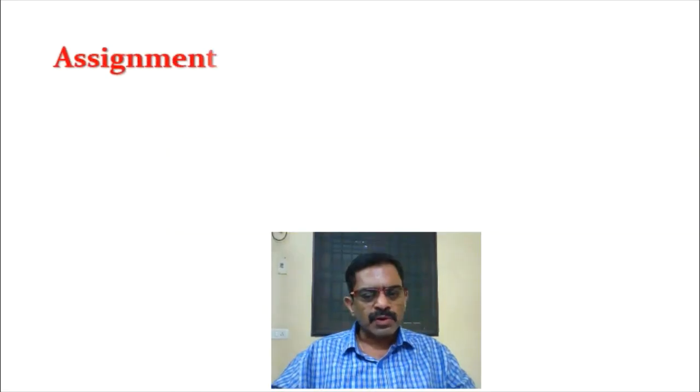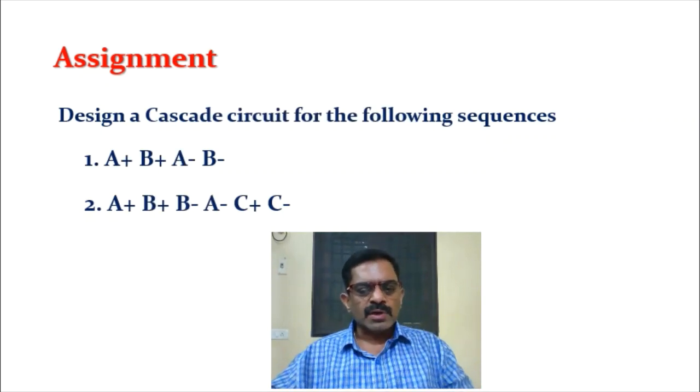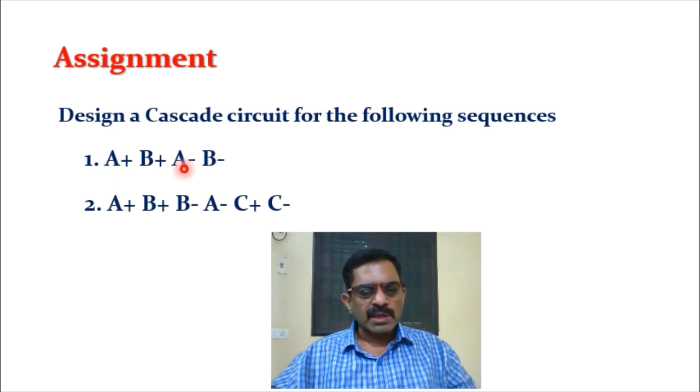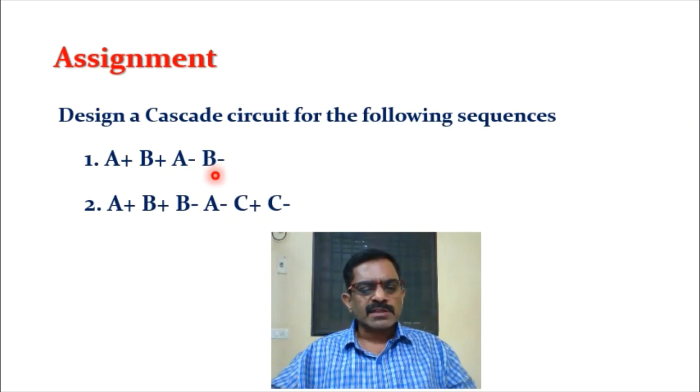So I am giving you an assignment. These are the two sequences everyone should submit to me, and you can draw them on neat paper. You can scan and send them to my mail ID. First sequence: A plus, B plus, A minus, B minus. It is a very simple sequence. Another one is A plus, B plus, B minus, A minus, C plus, and C minus. For this sequence you have to think a little and do it, and please complete this and send it to me. I will consider this for your internal assessment.